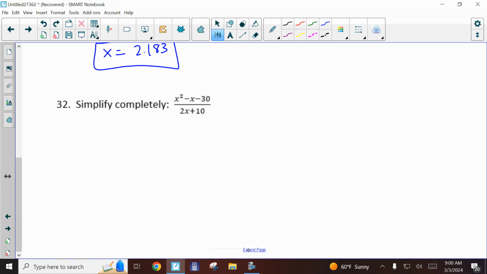Okay, last one says simplify completely. Simplify completely means factor and cancel. So the first one on top, that's an ABC problem, so you should be able to do that in your calculator using the solver. When you put it into the solver, I think it's going to get you +6 and -5, so that means in here it's got to be -6 and +5. And then down at the bottom, that has a GCF. The GCF looks like it's going to be 2. So I take out the 2 and then write x plus 5.